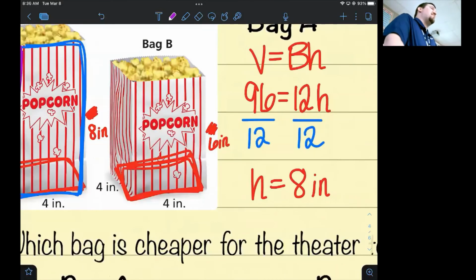What do you notice about bag B that's just a little different from bag A? Hannah? Oh, sorry, I thought your hand was up. Frank? It's shorter. Something else that might help us with the surface area, though. Natalie?